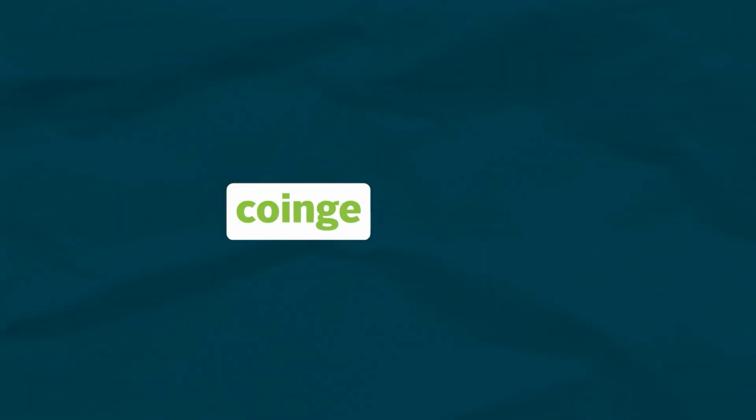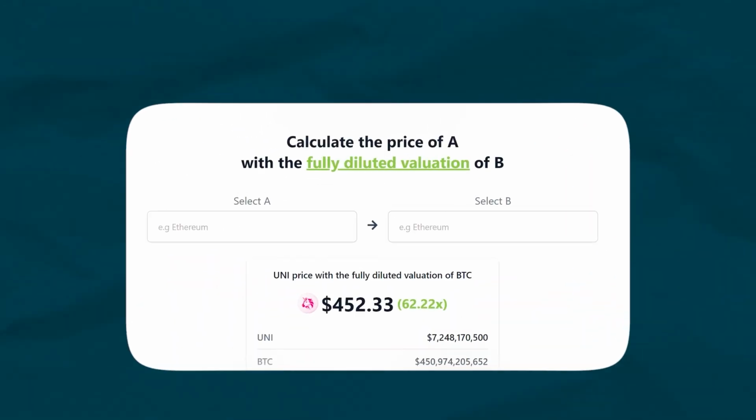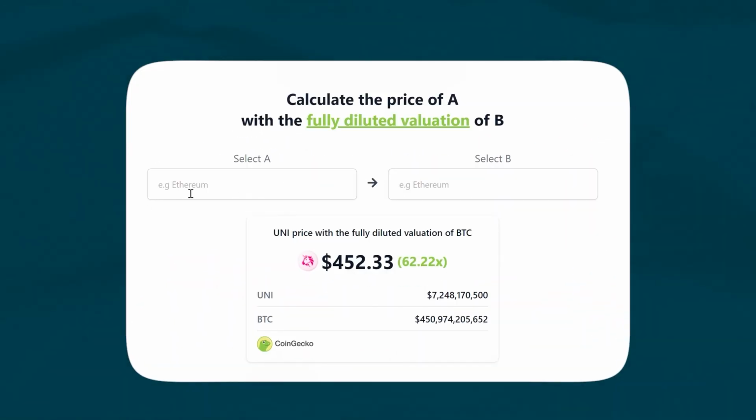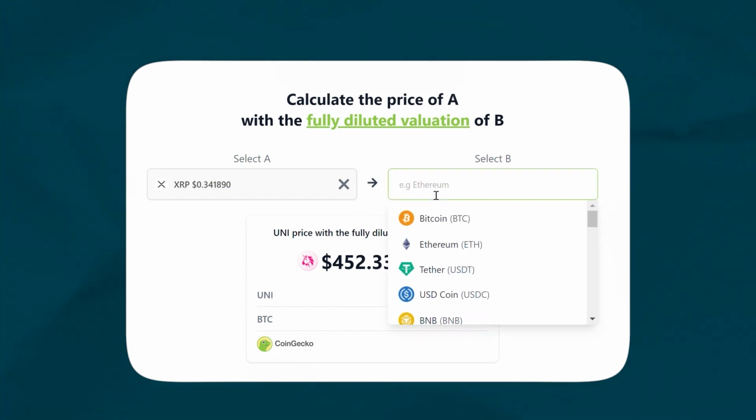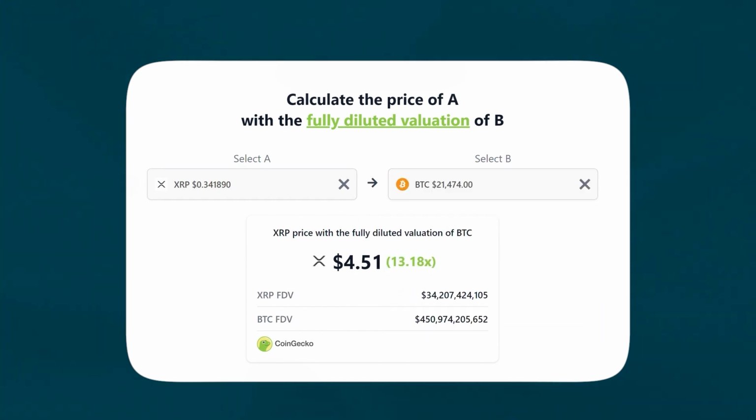Now, we recently added a fully diluted valuation toggle and coin comparison page to allow you to seamlessly compare market cap and fully diluted valuation between different cryptocurrencies.